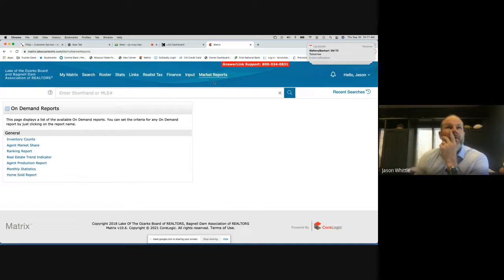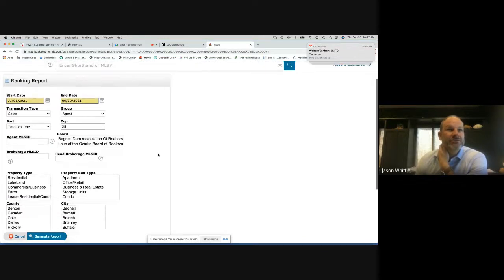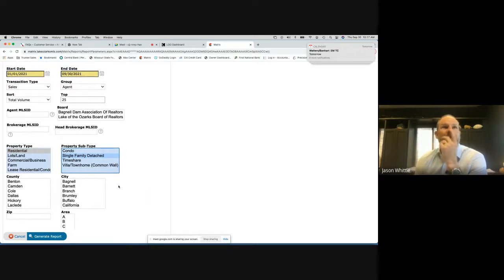All right, so market reports. This is where we pull all of the general stuff. You can go here, and here's your start date and your end date. You can change these to anything. We use these all the time if you want to compare. Say you wanted to see just real quick where you stack up in residential single family, and maybe you're going on a listing appointment in Camden.